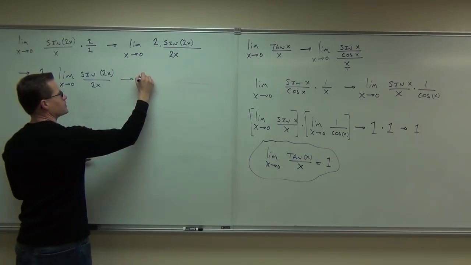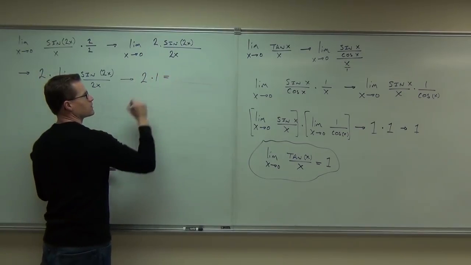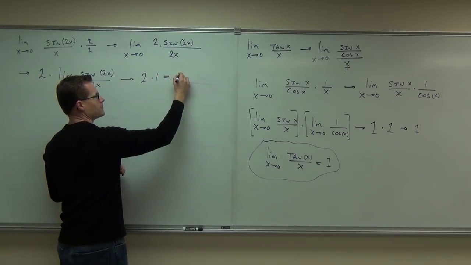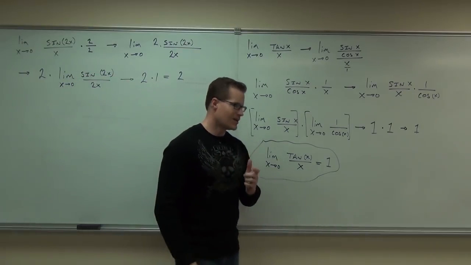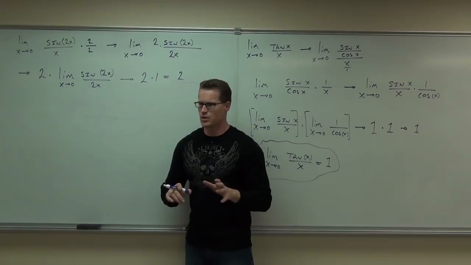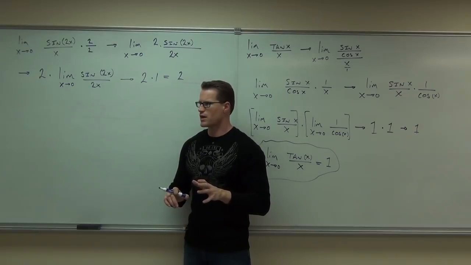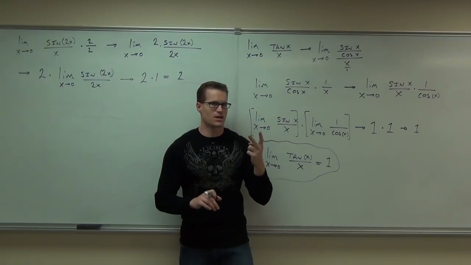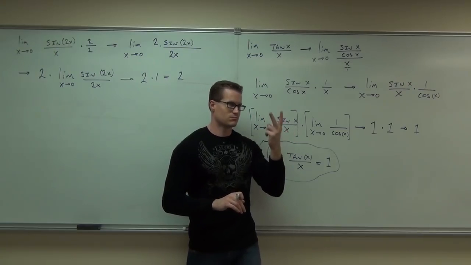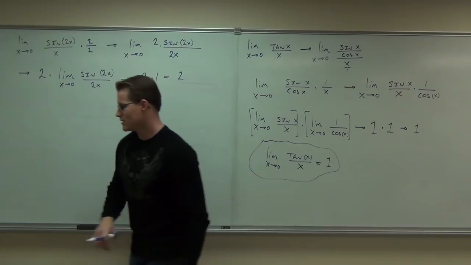So then we have 2 times 1. What's our limit? How much? 2. And it's 2. Can you almost see it though in the original problem? Sine of 2x over x. How much is it? Not 1, it's 2. What's inside the angle besides the x? 2. Interesting, isn't it?